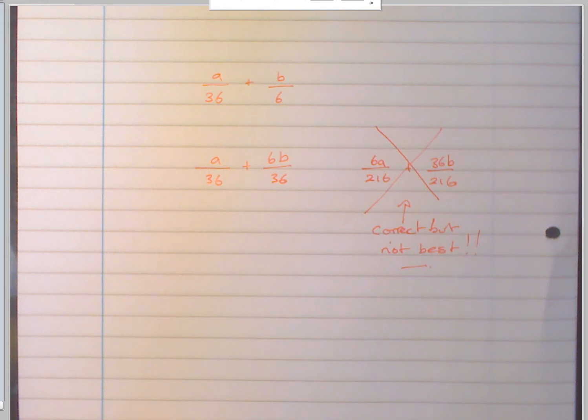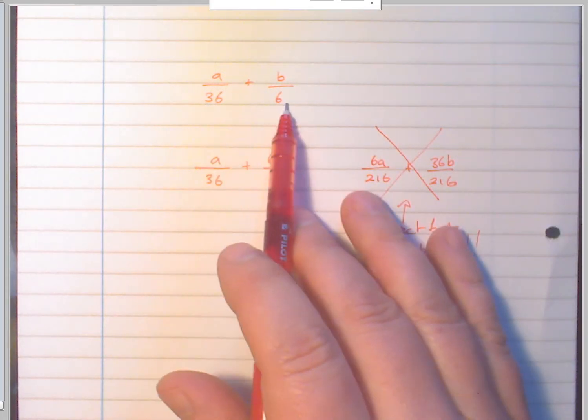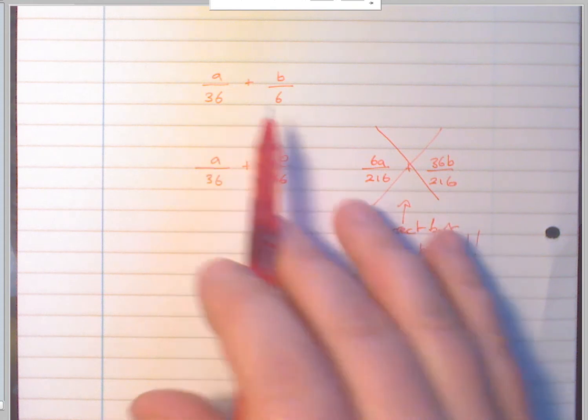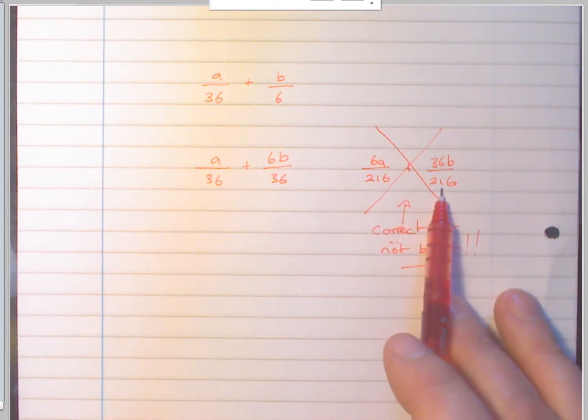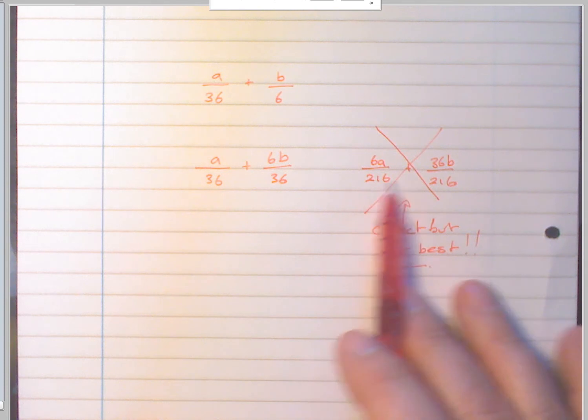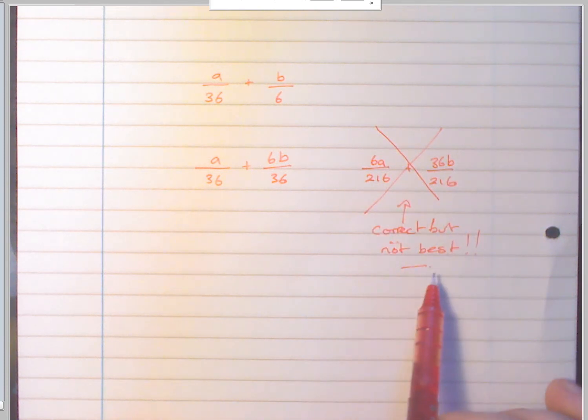Now, this next topic is only really meant for the top set, so only just you can have a go at this for a bit of fun if you like, but don't worry too much if you don't get this next bit. Okay, I want you to first of all look at this sum here. We've got denominators 36 and 6. And using the method I showed you before, you would use a common denominator of 216, okay? But it turns out it's kind of messy and it's correct, but it's not the best way to do it.